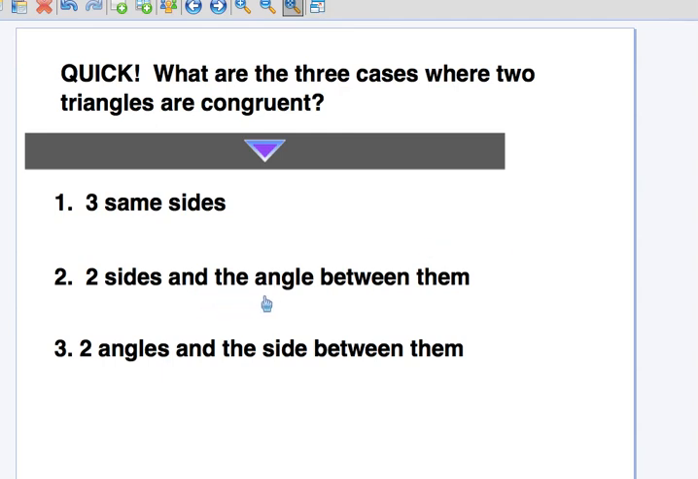If two sides and the angle are between them, then that will make a congruent triangle. If the angle is not between the two given sides, it won't be congruent. And finally, two angles the same and the side between them. So that's the one where I told you you draw the given side and plunk the two angles on top of it.